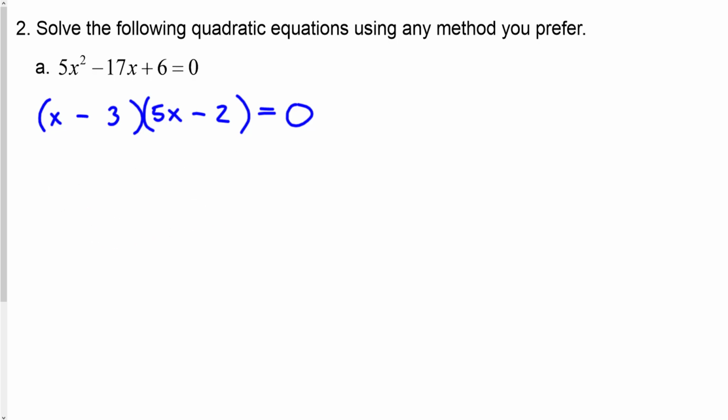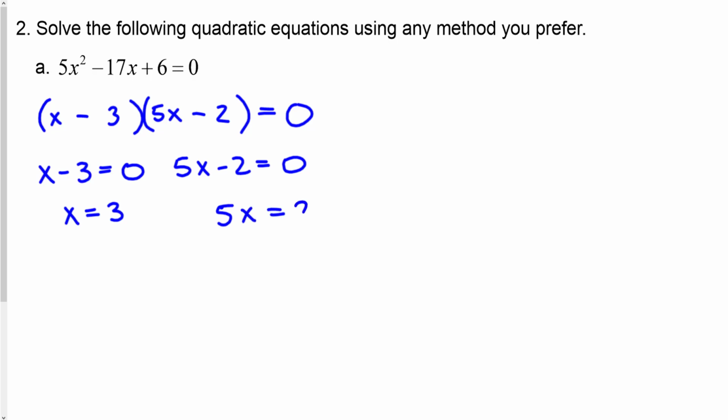Now, since it's factored, I can set each of these factors equal to 0 and continue solving. So in the first equation, if I add 3 to both sides, x equals 3. Then if I add 2 to the other equation, I get 5x equals 2. Then divide through by 5. So x equals 2/5. So x equals 3 and x equals 2/5.